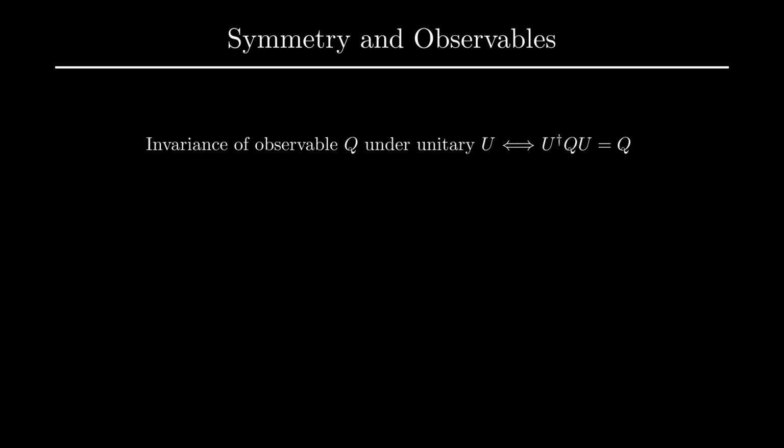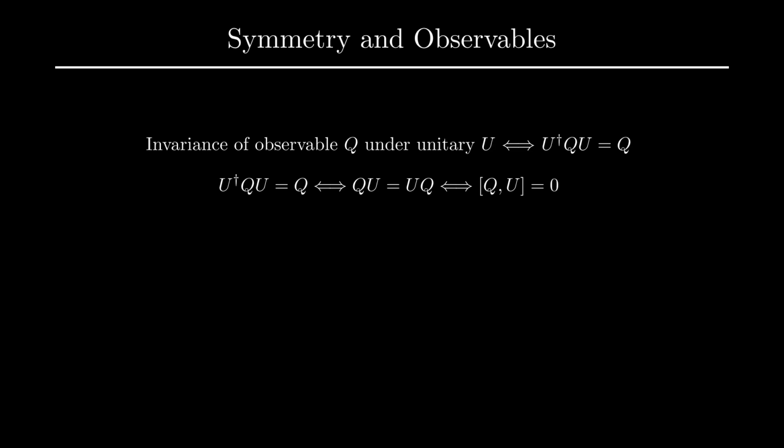More generally, suppose that we have a Hermitian operator Q that is invariant under a given symmetry. This means that applying Q and then undoing the symmetry operation gives us the same result as just applying Q on its own. Rearranging this gives us that QU equals UQ, meaning that this condition holds if and only if U and Q commute. In other words, we have that Q is invariant under a symmetry transformation U if and only if the commutator of U and Q is 0.